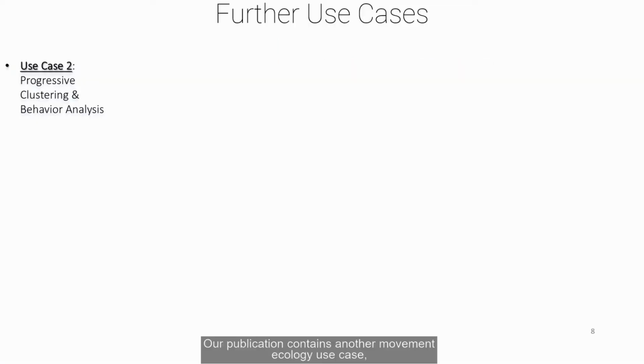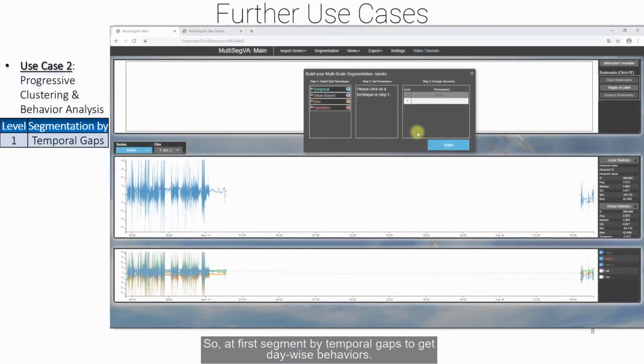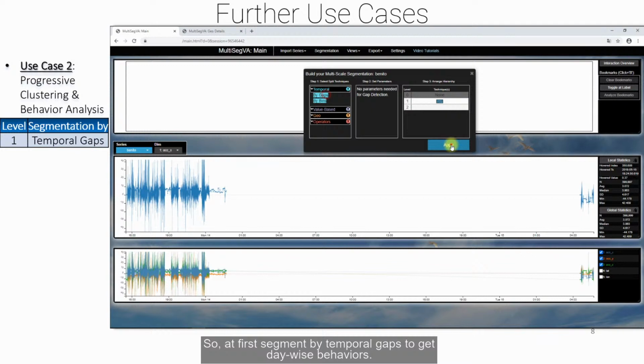Our publication contains another movement ecology use case, namely with data from a local predator that kills billions of mammals per year. Here we show how MultiSegVA can be easily applied for a flexible, progressive clustering. So, at first, segment by temporal gaps to get day-wise behaviors.